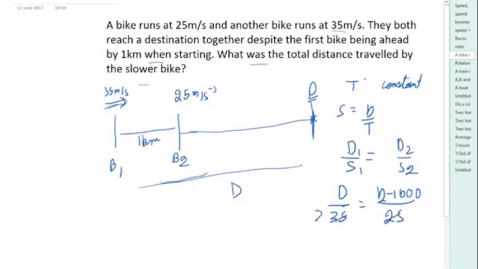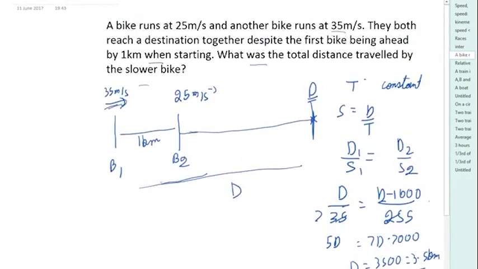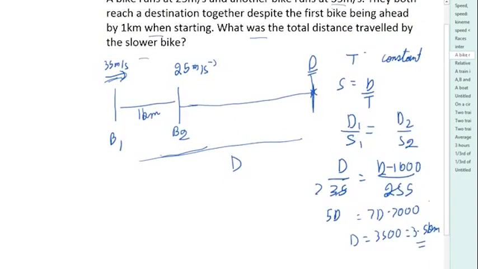So this is 7, this is 5, and then you can solve 5D equal to 7D minus 7000. So D is equal to 3500 or 3.5 kilometers. So total distance would be 3.5 kilometers. The slower bike in front will travel 2.5 kilometers. Now, you don't need to do all this. We did this just to show the concept, but we don't need to do this.